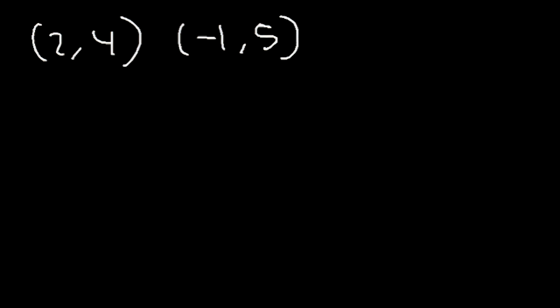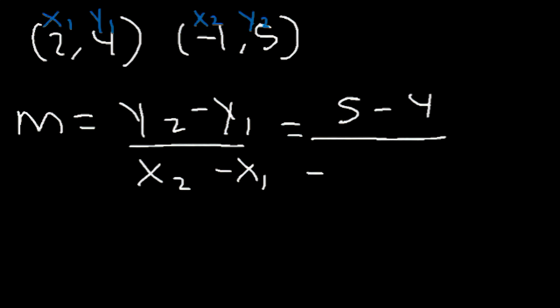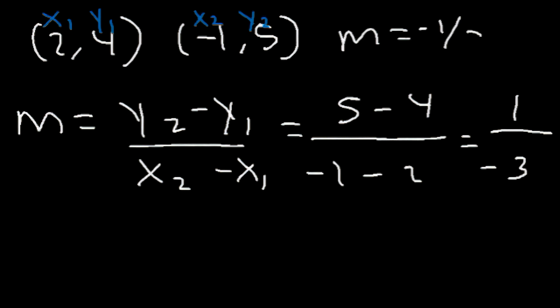Now, how can we write the equation of the line if we're given 2 points? Let's say the points (2, 4) and (-1, 5). How can we write the equation of the line? In this case, we need to find the slope, which is (y2 minus y1) over (x2 minus x1). So this is x1, y1, and this is x2, y2. It's going to be 5 minus 4 divided by negative 1 minus 2. 5 minus 4 is 1. Negative 1 minus 2 is negative 3. So the slope is negative 1/3.